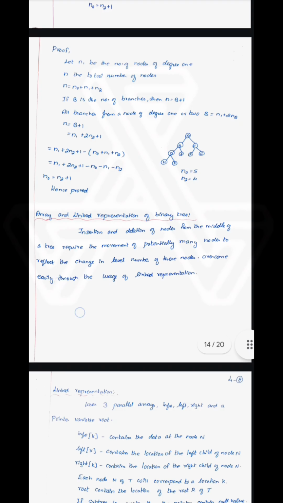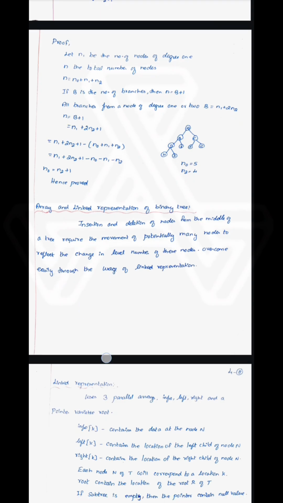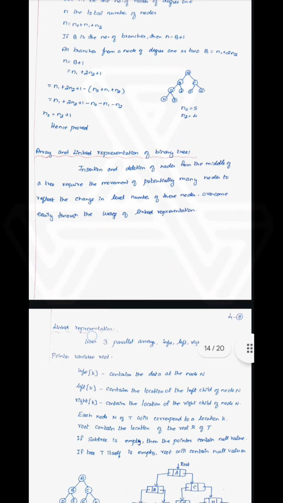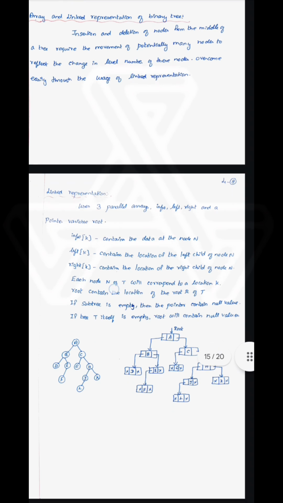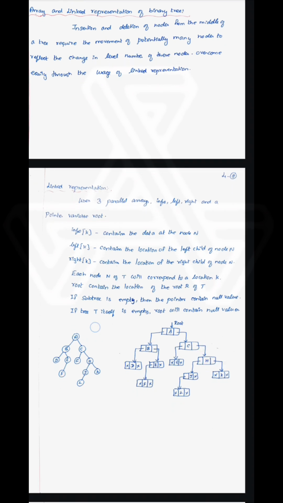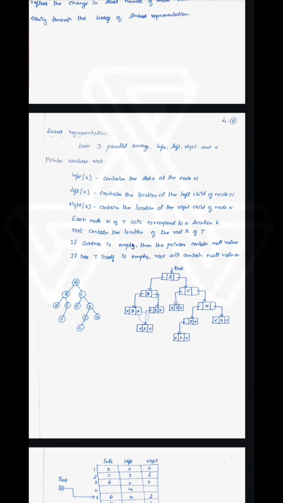Array and linked representation of binary tree. Insertion and deletion of nodes from the middle of a tree require the movement of potentially many nodes to reflect the change in level number of these nodes. This is overcome easily through linked representation. Linked representation uses 3 parallel arrays, information, left, and right, and a pointer variable root. Information of k contains the data of node n. Left of k contains the location of the left child of the node. Right of k contains the location of the right child of the node n.